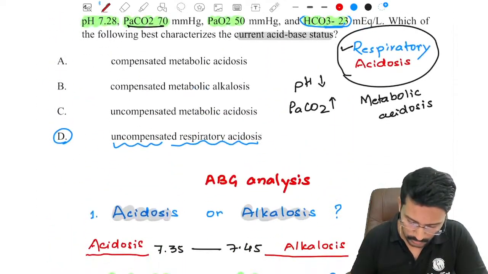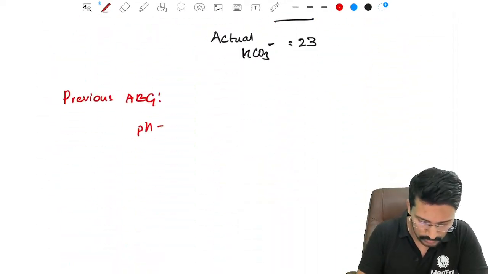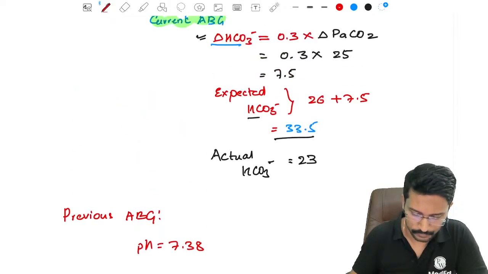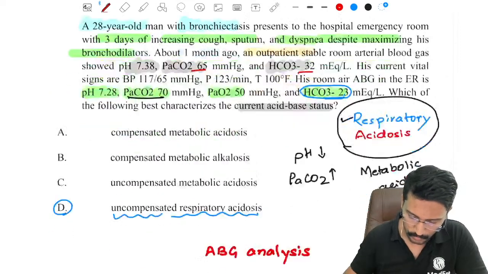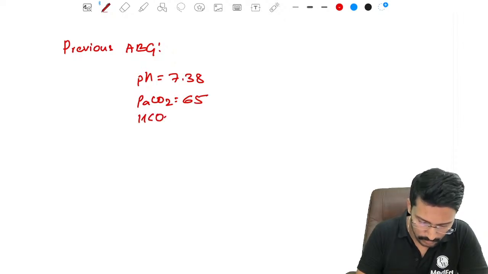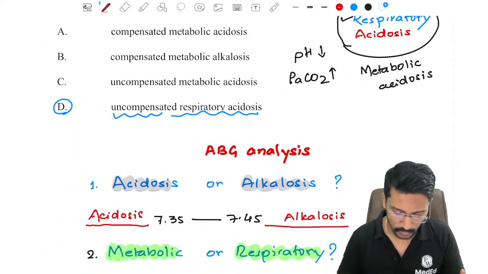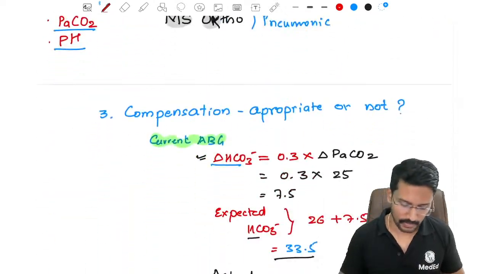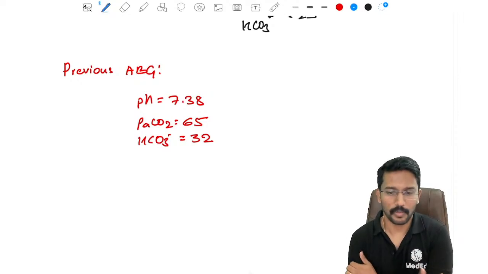The previous ABG, the pH was 7.38. What was the PaCO2? 65, and bicarb 32, right? So let us follow the same three principles that we have learned so far. Okay. First thing is acidosis or alkalosis. That is where the problem is going to come now, right? Is it acidosis or alkalosis? Can anybody comment and tell me what do we have here?